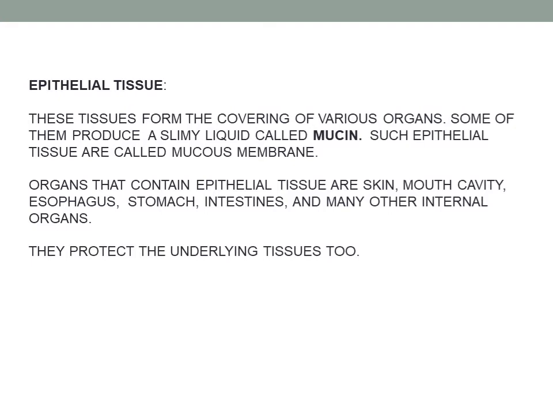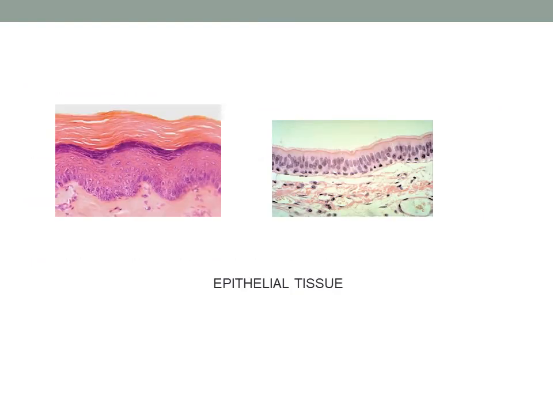The epithelial tissue, these tissues form the covering of various organs. Some of them produce a slimy liquid called mucin, and if they produce mucin, they are referred to as mucous membrane. So you can guess they may be found in the nasal cavity and in the trachea and other places. The organs that contain epithelial tissue are skin, mouth cavity, esophagus, stomach, intestine, and all the other internal organs. They cover it, and the main function is to protect the underlying tissues. These are some pictures of slides of epithelial tissue.